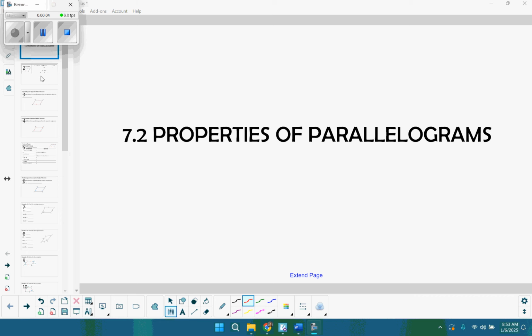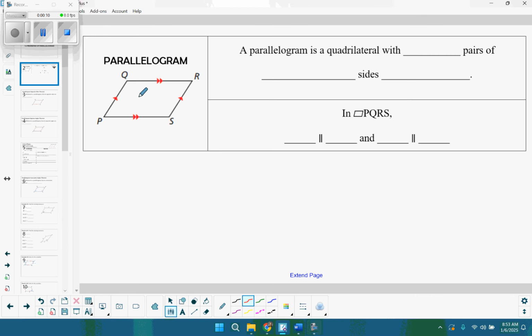This is lesson 7.2. We're going to be talking about the properties of parallelograms. But first, let's define a parallelogram. A parallelogram is a quadrilateral, so a four-sided figure with two pairs of opposite sides parallel.